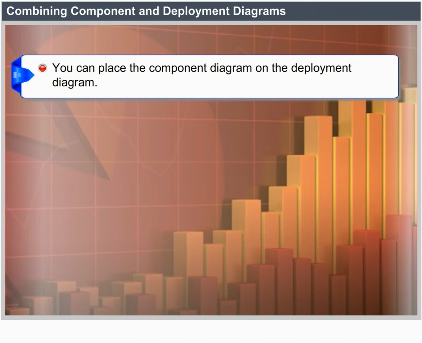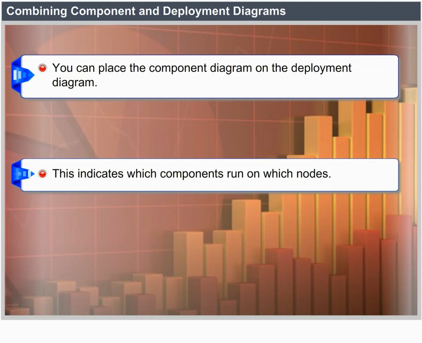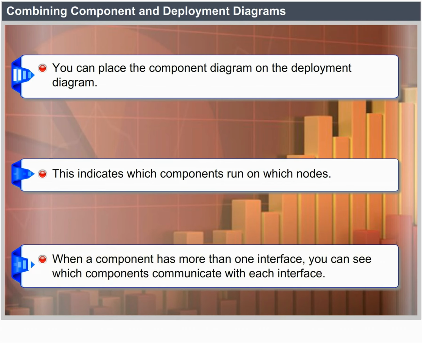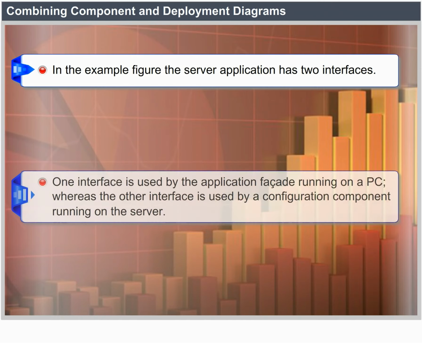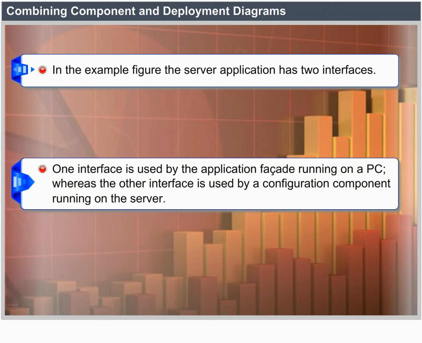Combining component and deployment diagram. You can place the component diagram on the deployment diagram. This indicates which components run on which nodes. When a component has more than one interface, you can see which components communicate with each interface. In the example figure, the server application has 2 interfaces. One interface is used by the application package running on a PC, whereas the other interface is used by a configuration component running on the server.